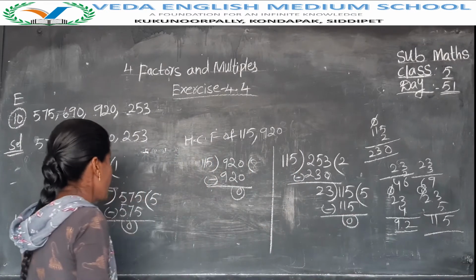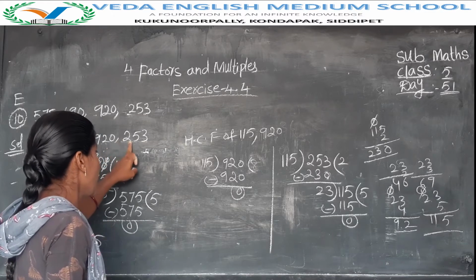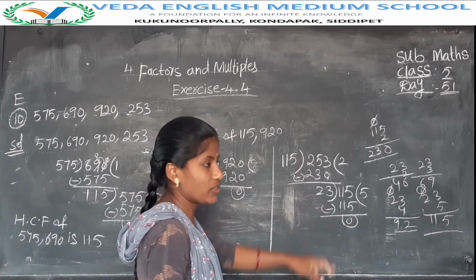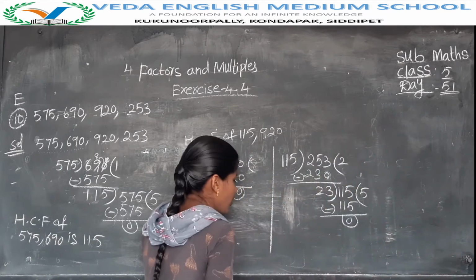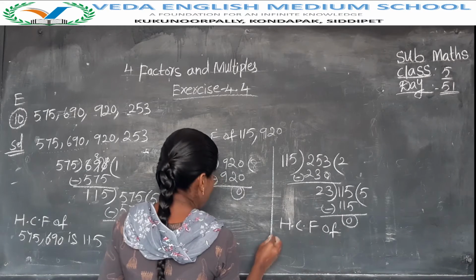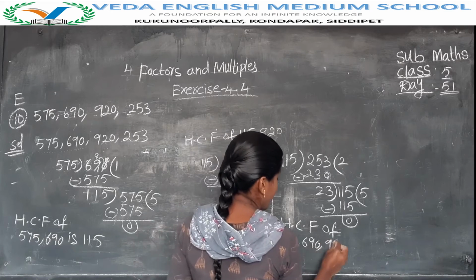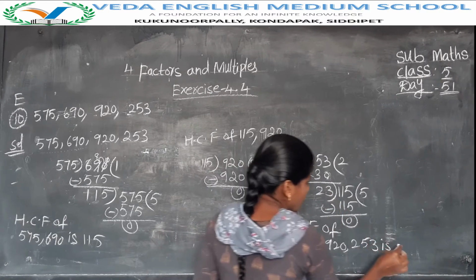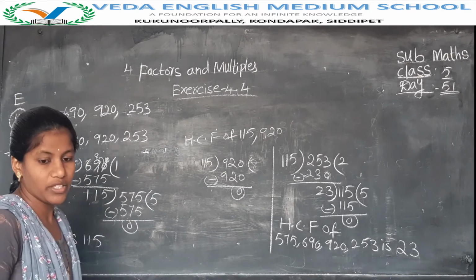So finally here you have to write that the HCF of 575, 690, 920 and 253 is, what is the last divisor? 23. So the HCF of the 4 numbers is 23. HCF of 575, 690, 920, 253 is, what is the last divisor? 23. So 23 is the HCF of those 4 numbers. Like this you have to find the HCF.